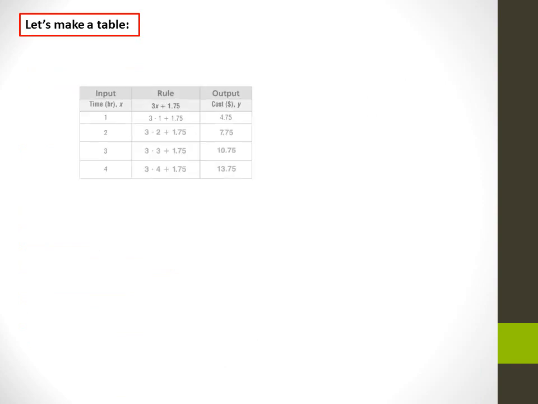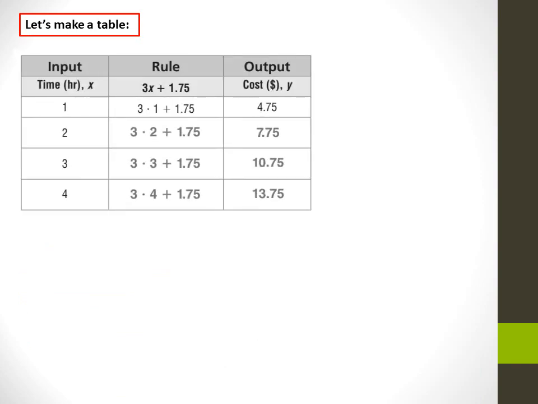Now let's make a table. The rule is 3 times x plus 1.75. The input is x and the output is y. Let's solve the equation 3x plus 1.75 for x equals 1. The answer is y equals 4.75.